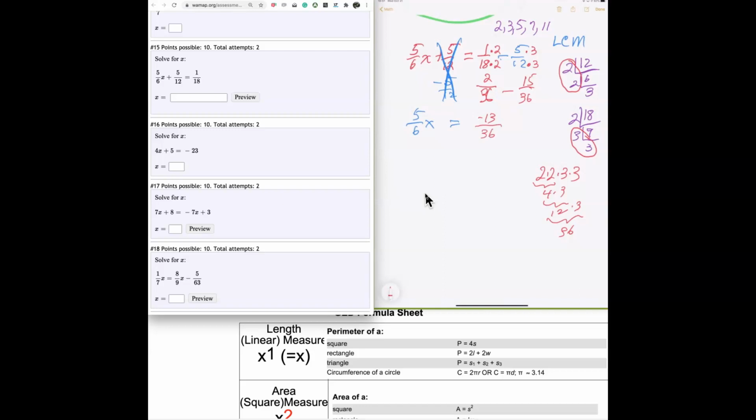Okay, I think we are almost there. 5/6x is equal to this. How do we do the next step? Anyone remember? We're going to divide both sides by whatever is happening to the x. It's being multiplied by 5/6, so we're going to divide both sides by 5/6. And we write these a little bit differently.